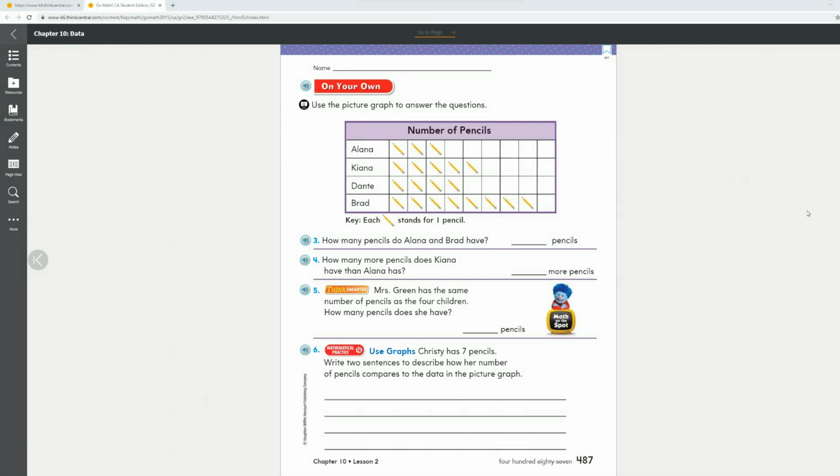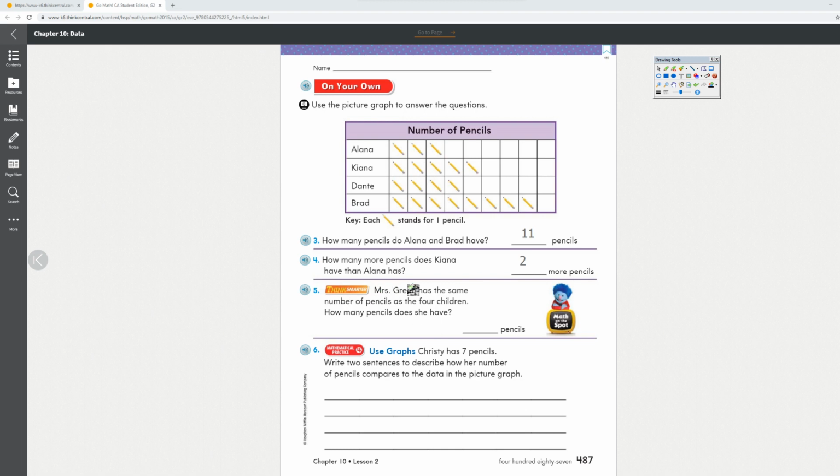Alright class, let's go over the answers. For number 3, you should have gotten the answer 11 pencils, because you are adding Elena and Brad. Brad has 8 pencils, Elena has 3 pencils. 8 plus 3 equals 11. Number 4, how many more pencils does Kiana have than Elena has? 2 more pencils, because Kiana has 2 more pictures of pencils than Elena has.